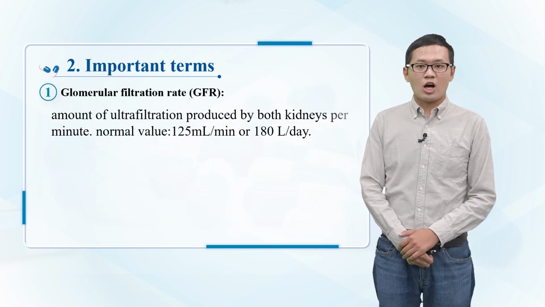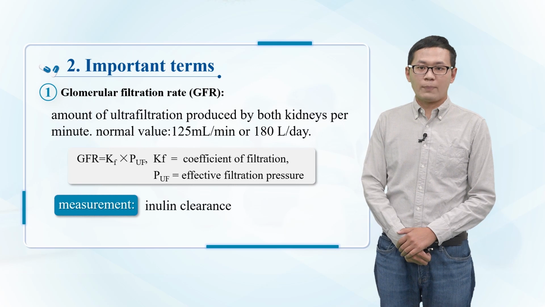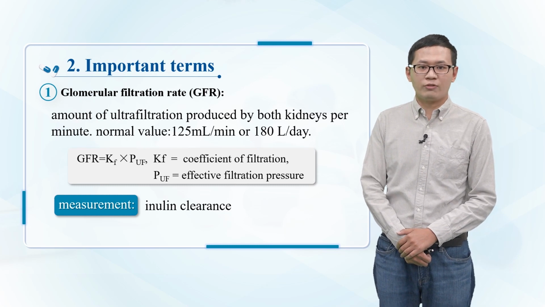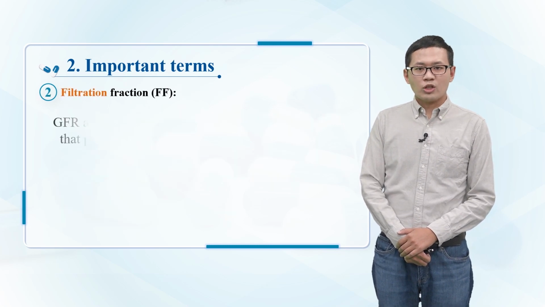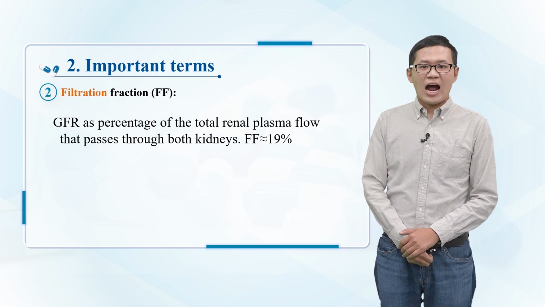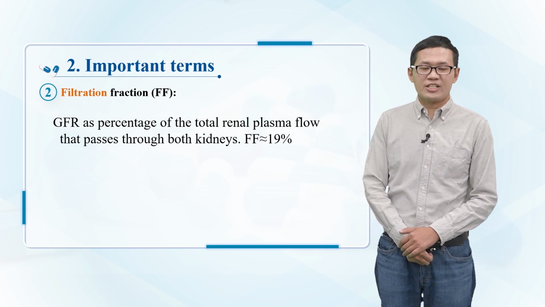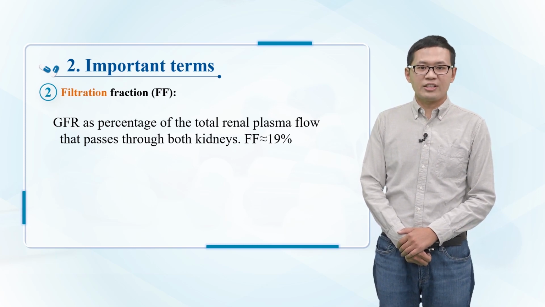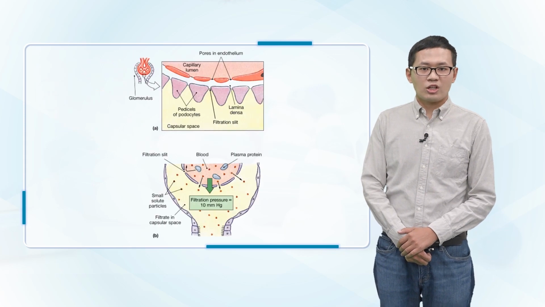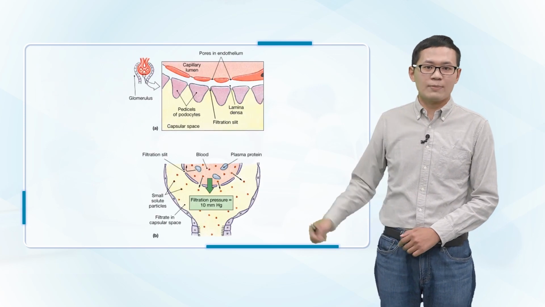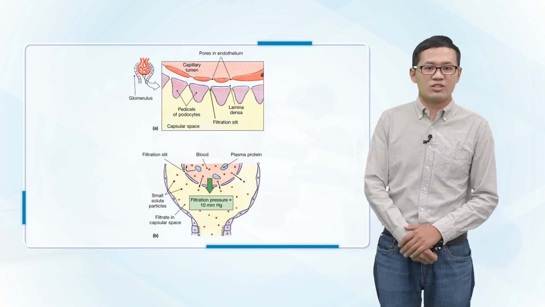The GFR means how much blood passes through the glomeruli every minute. It is affected by the coefficient of filtration and effective filtration pressure. Filtration fraction means GFR as a percentage of total renal plasma flow that passes through both kidneys. It's about 19%. The glomerulus contains two types of specialized cells.